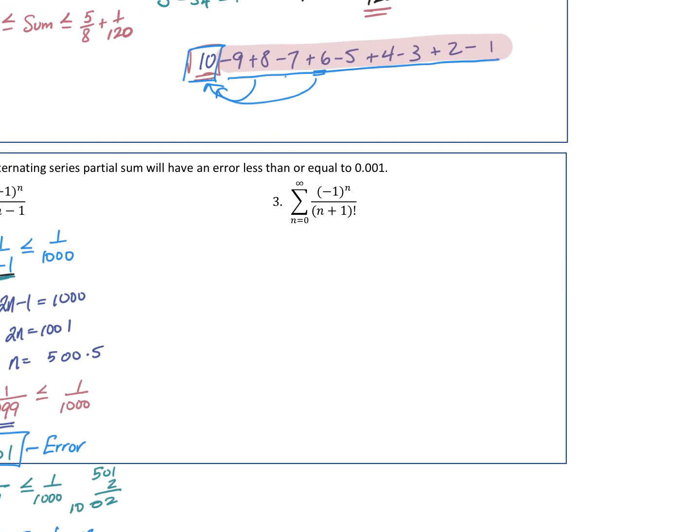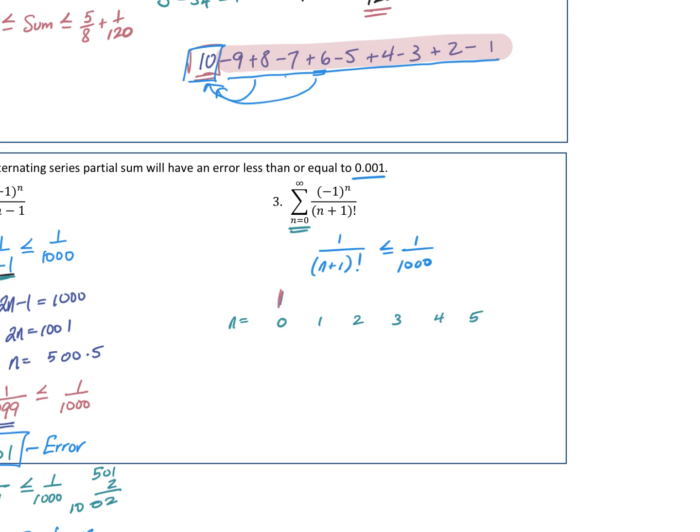Okay, for number 3, same premise. We want to show that 1 over (n plus 1) factorial is less than or equal to 1 over 1,000. Because it's factorial, I'm just going to guess and check. You'll see as you get more comfortable with factorials that it grows pretty rapidly. So we have to plug in 0 to start. When n equals 0, I get 1. So this will be plugging in 0, 1, 2, 3, 4, 5. I don't know how far out I have to go.